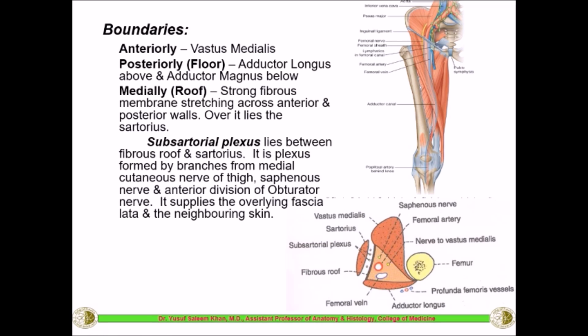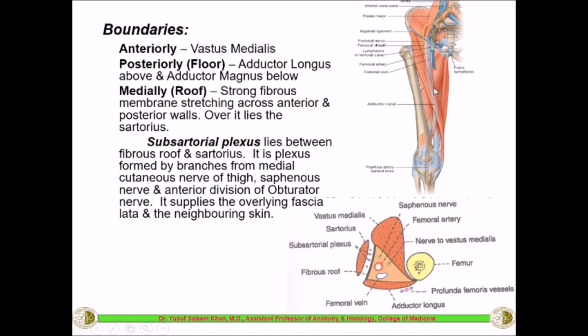So what is the subsartorial plexus? It lies between the fibrous roof and Sartorius, and it is a plexus formed by branches from the medial cutaneous nerve of thigh, the saphenous nerve, as well as the anterior division of the obturator nerve. So these three nerves form a plexus called the subsartorial plexus. It supplies the overlying fascia lata as well as the neighboring skin. So this is the plexus which is present between the Sartorius and the strong fibrous membrane. So this is the roof of this triangle.